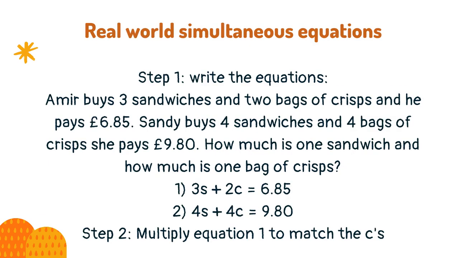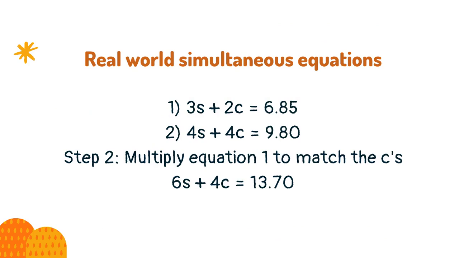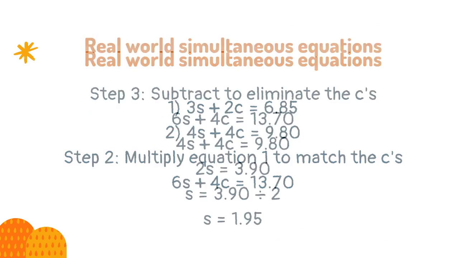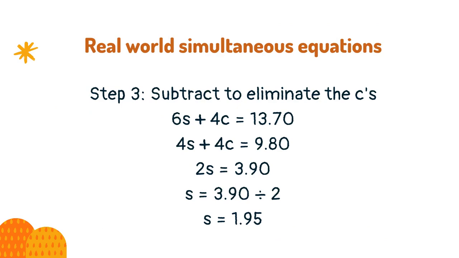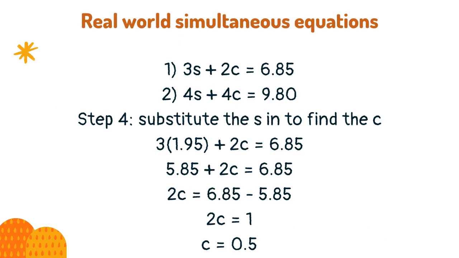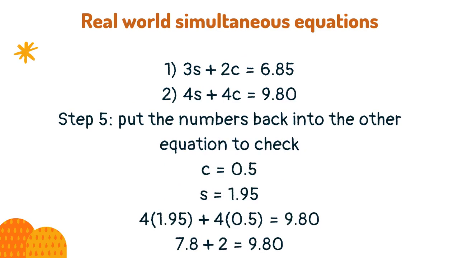The first step is to write both equations and then multiply so that one of the coefficients are the same. Next eliminate one of the terms. Here c is eliminated by subtracting the equations. Solve and use the found value to find the remaining unknown. Make sure to check your answers.